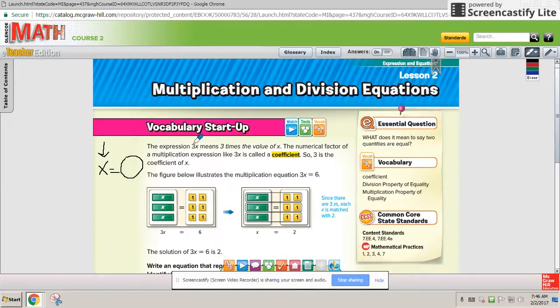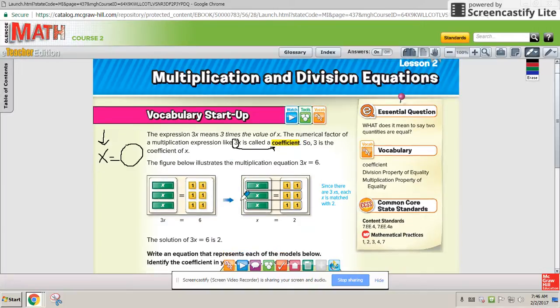So the expression 3x means 3 times the value of x. The numerical factor of a multiplication expression like 3x is called the coefficient. So let's circle 3. That is called the coefficient of x.